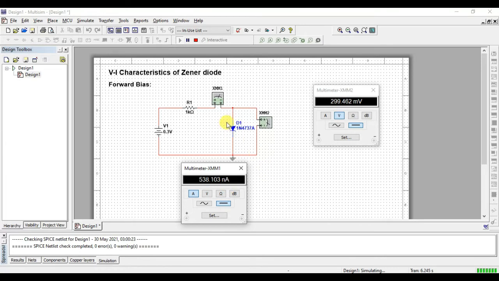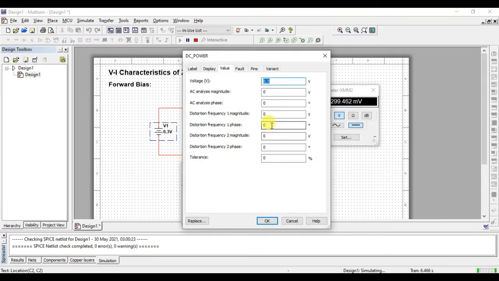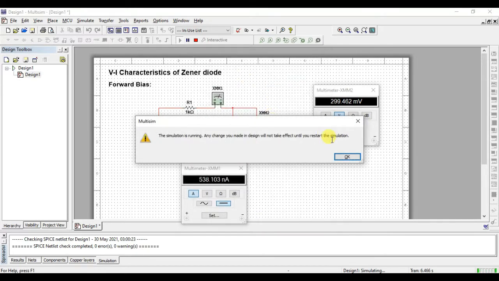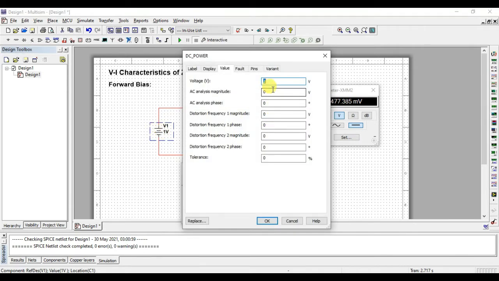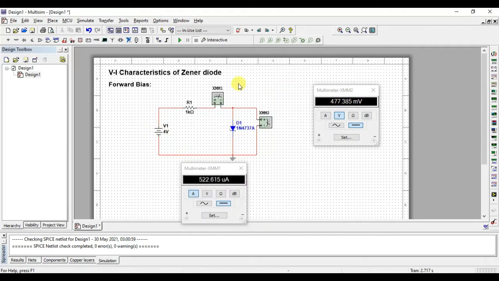So let us increase the voltage to 1 volt. Here you can observe that a little bit of current is coming, from nano to micro. The current has appeared. Similarly, increase the input voltage to 3 volts, 4 volts. So let us observe. See here, the current is in milliamps. That means the current has increased.